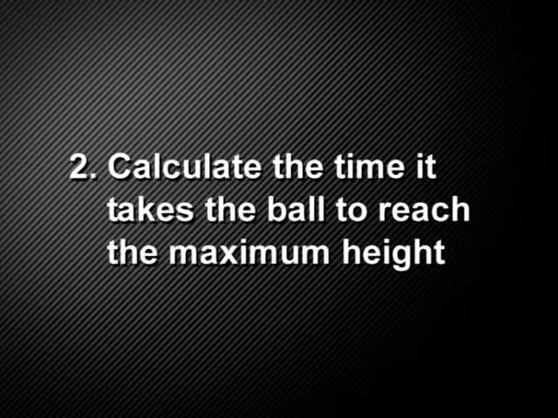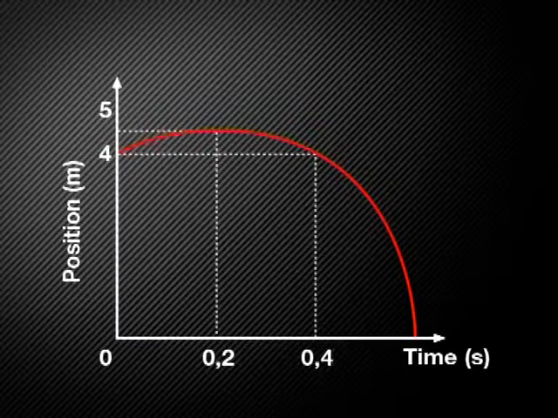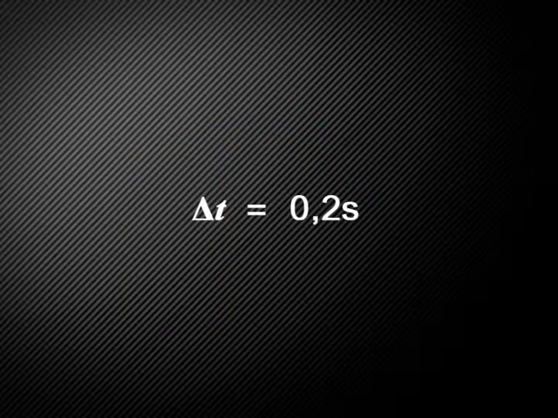Question 2. Calculate the time it takes the ball to reach the maximum height. Could we see the graph again? Yes, it would help us to answer this question. The tennis ball will have reached its maximum height at the point in the graph just before it starts to change direction. Here, this maximum point has been highlighted. From this position, we can read off the time it takes to reach this point. So the time taken is 0,2 seconds.